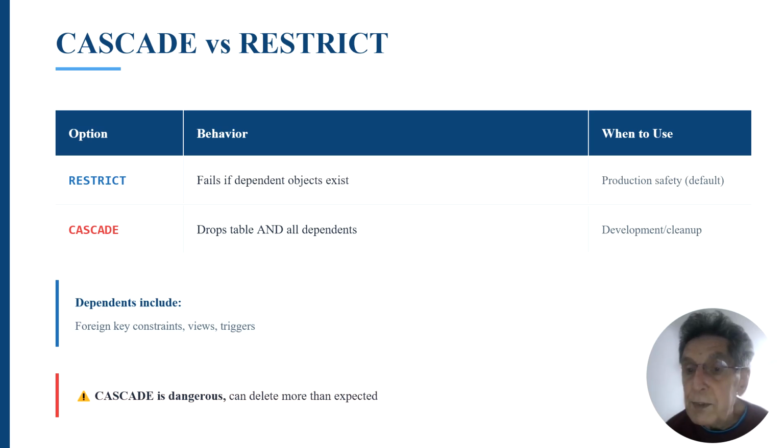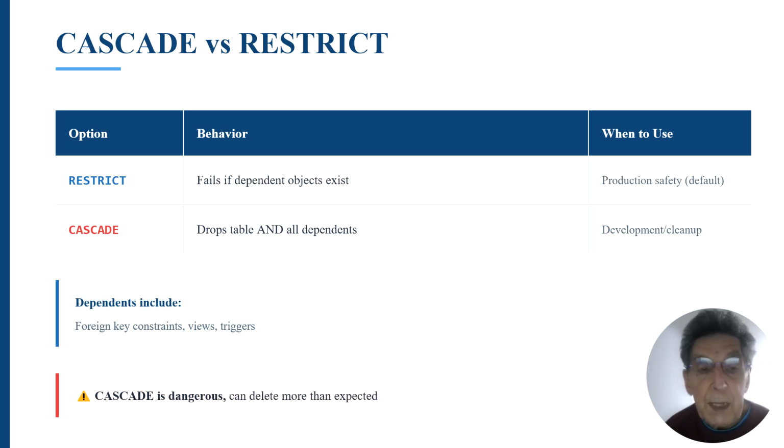Now, Cascade drops the table and automatically drops all the dependent objects. So you're going to be deleting records in other tables. Views are dropped and foreign key constraints are removed. You might use this in development and cleanup. It's convenient, but it's very dangerous in production.